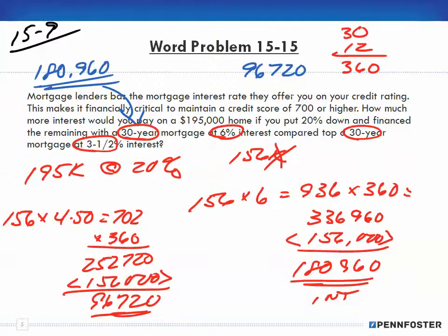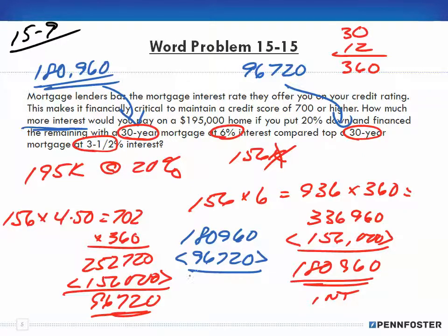$96,720 for interest on the second set. Okay, and it's asking me, how much more interest would you pay on the first one versus the second one? So I'm taking the 180,960 and I'm subtracting the 96,720, and I will end up paying $84,240 more on the first loan versus the second loan.